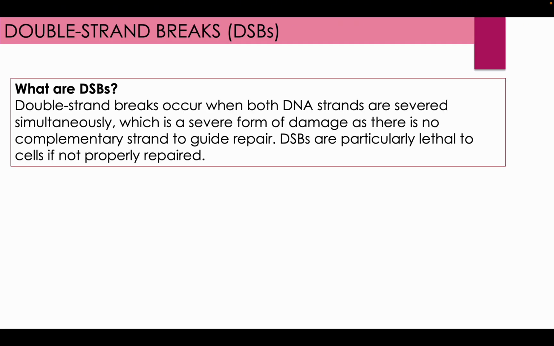So, what are DSBs? Double strand breaks occur when both the DNA strands are severed simultaneously, which is a severe form of damage as there is no complementary strand to guide repair. In single strand breaks, there is still a complementary strand that remains intact, but with double strand breaks, both DNA strands are already damaged. So, DSBs are particularly lethal to cells if not properly repaired.